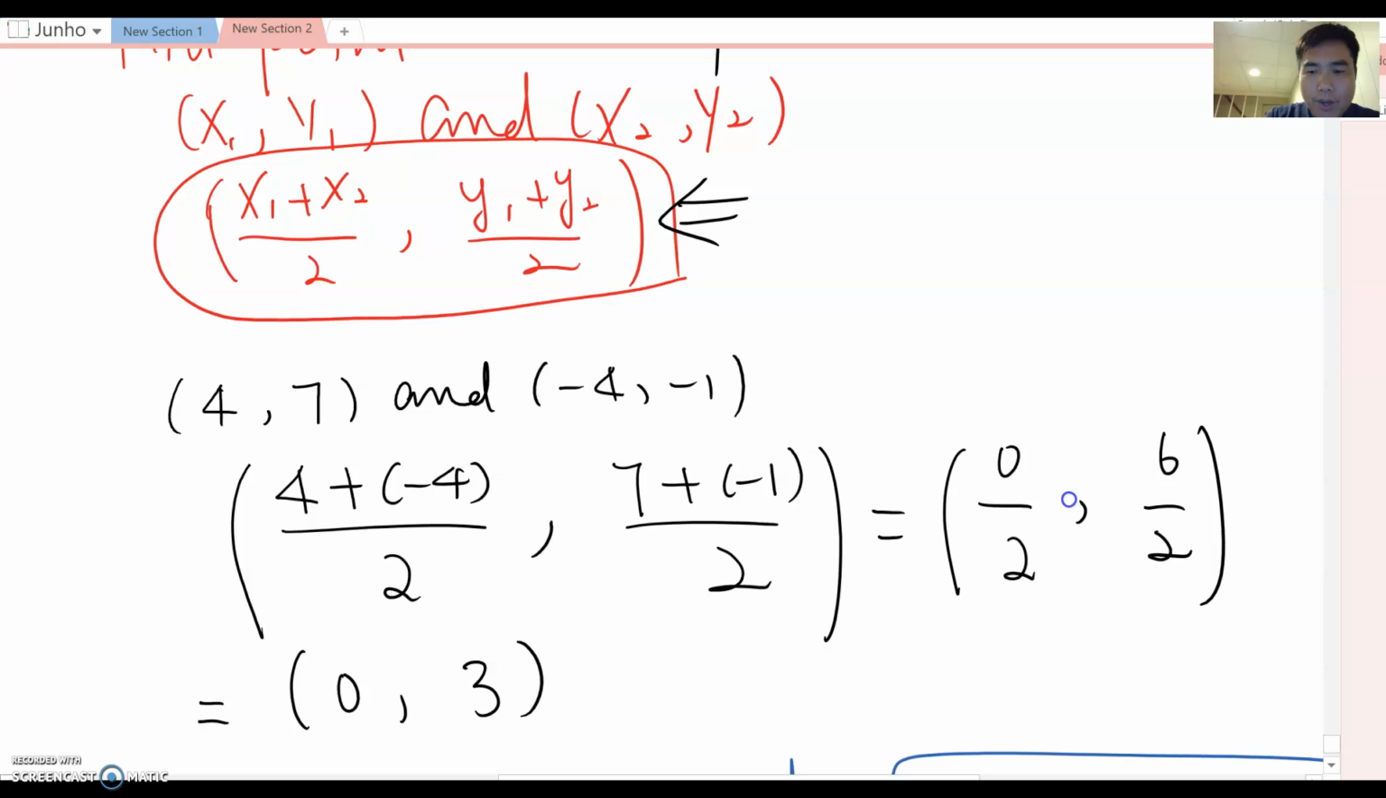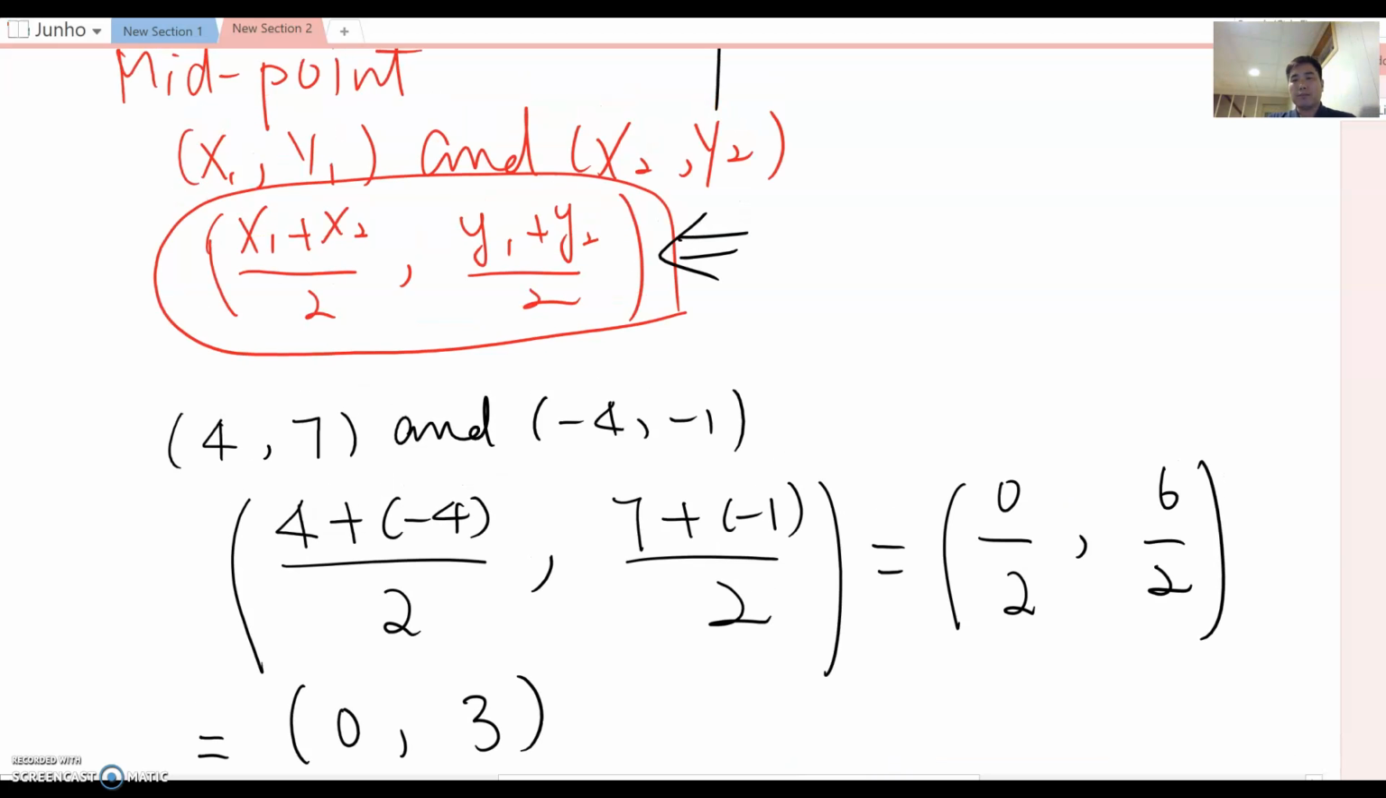Okay, so when you finalize the midpoint, you must write it as an ordered pair or coordinate. The reason is this is a point. If you just give me x equals 0 and then y equals 3, then you actually give us one vertical line and one horizontal line, so that's not the right answer. You must write using an ordered pair. Okay?